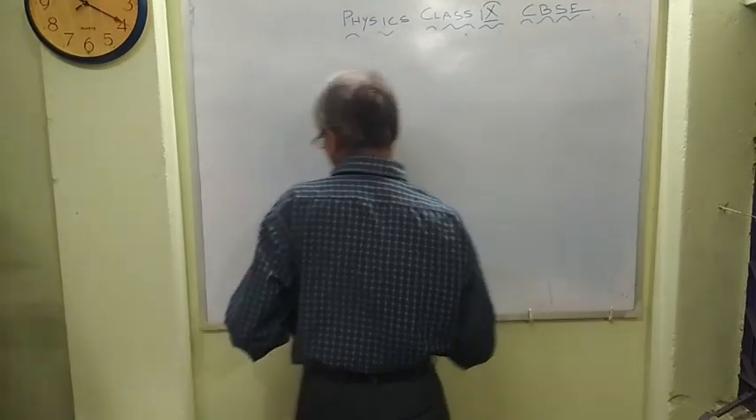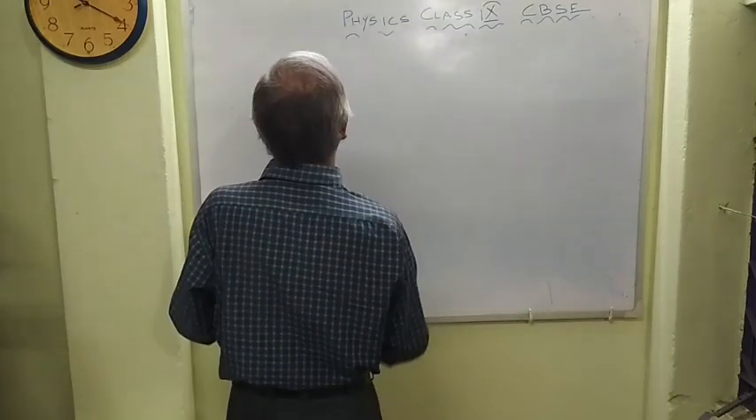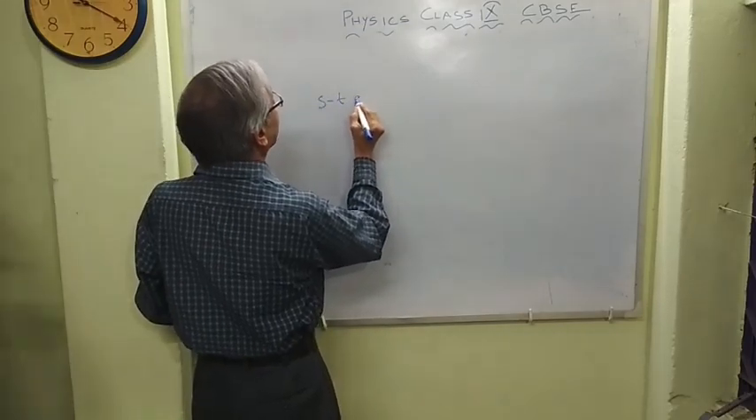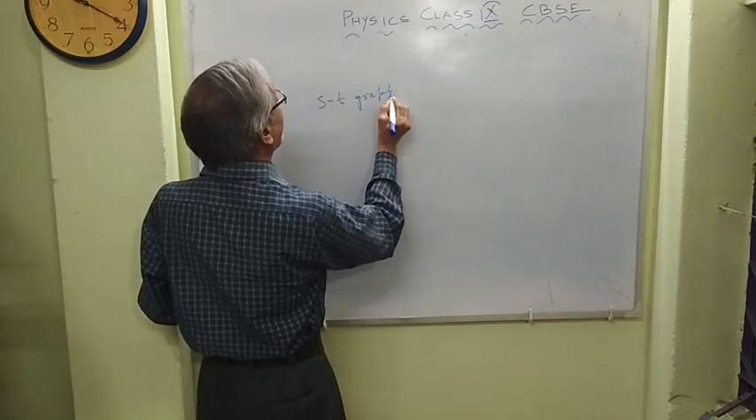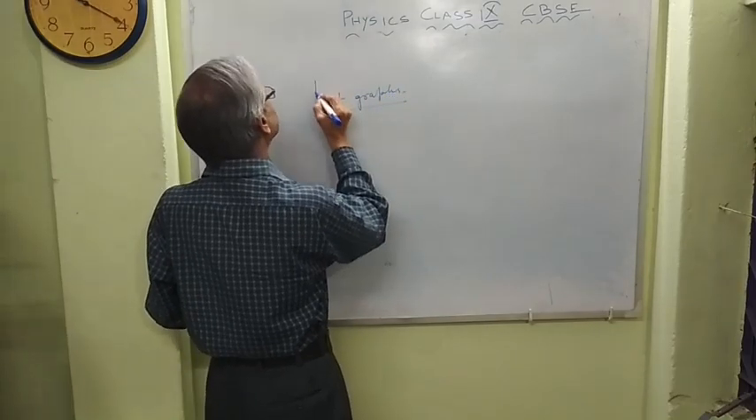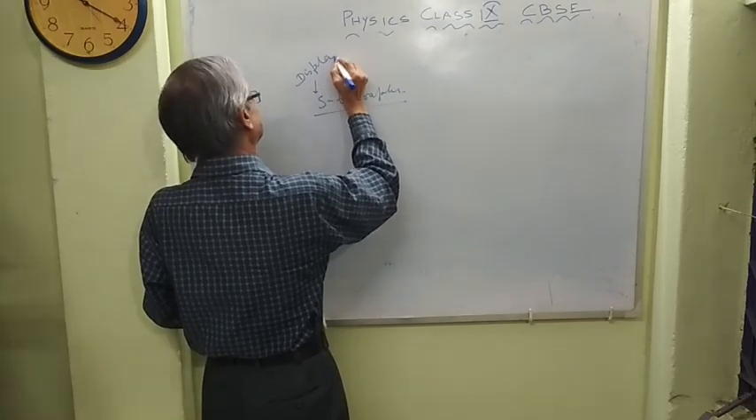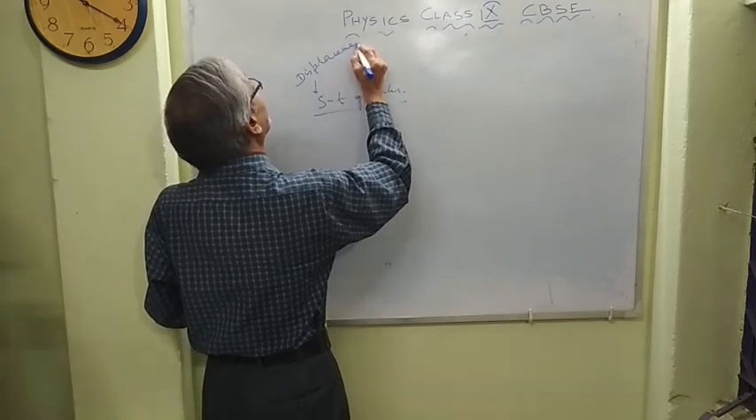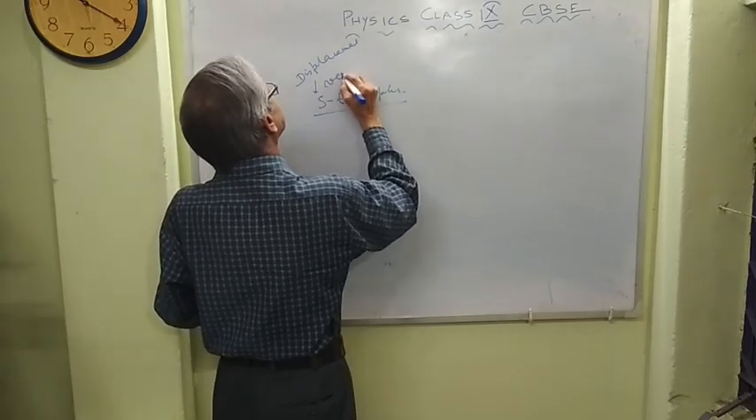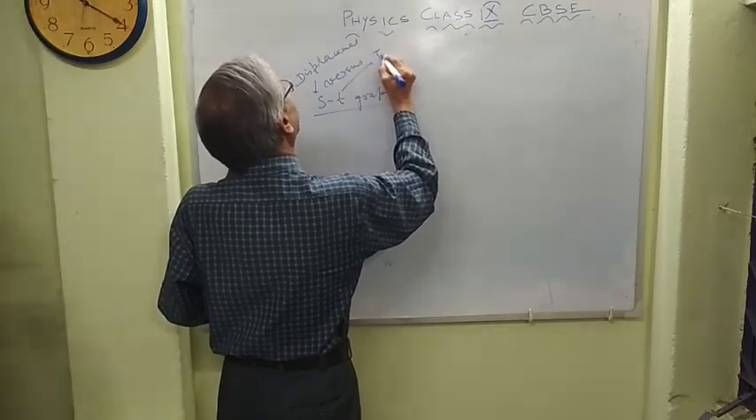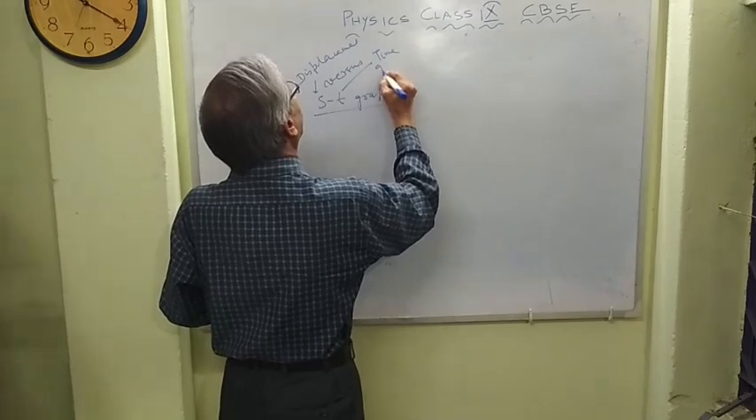Now, we give some graphs. At first, we give displacement time graphs. Displacement time, this is displacement versus time graph.